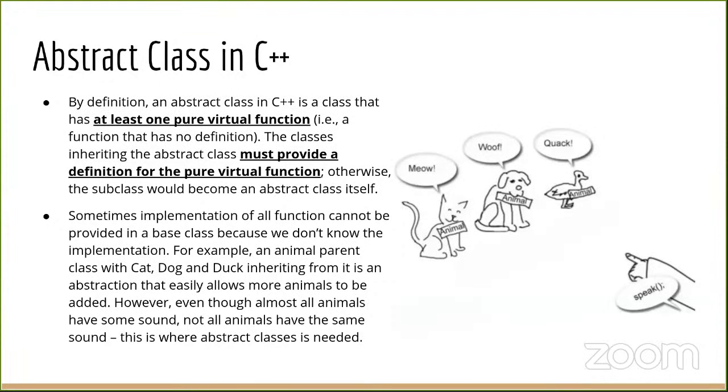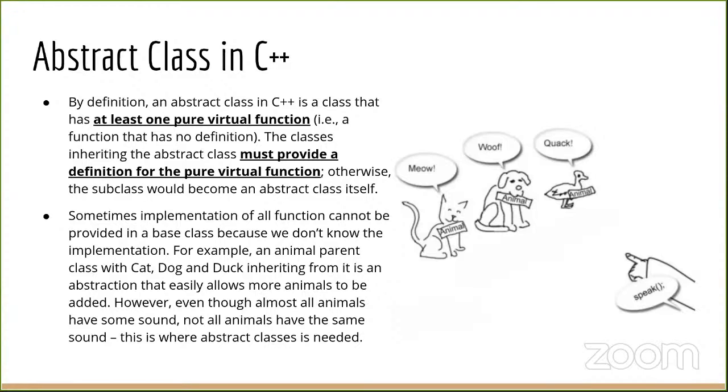To understand the importance of abstract classes, let's look at this example. Let's consider we have a parent class Animal, which has a pure virtual function speak, and we have three subclasses, Cat, Dog, and Duck, which inherit from the base class Animal. This makes our abstraction easy, so that we can add more animals, but all the animals will have some sound which will be different, and this is where we need an abstract class. The pure virtual function speak will be implemented in the subclasses Cat, Dog, and Duck, and they will provide implementations of their speeches respectively.